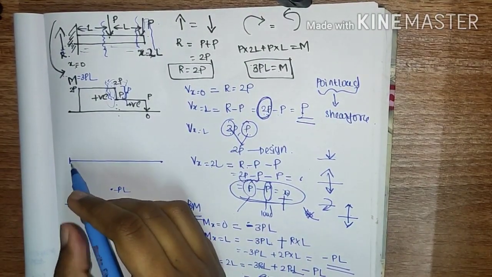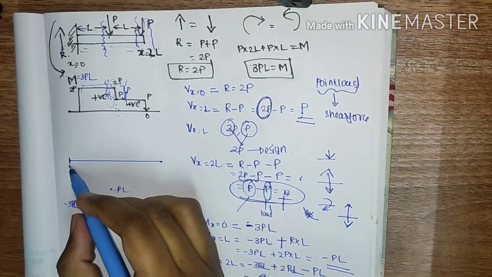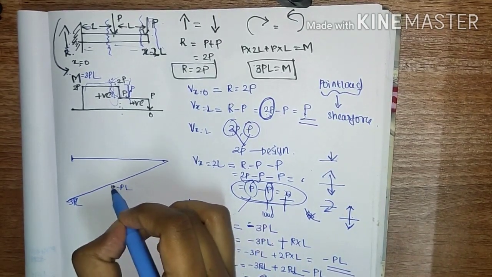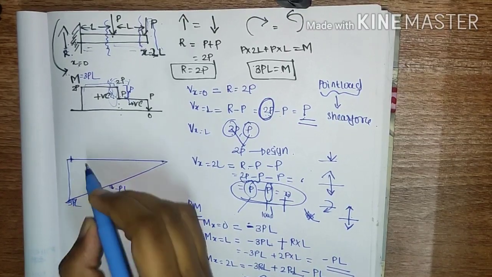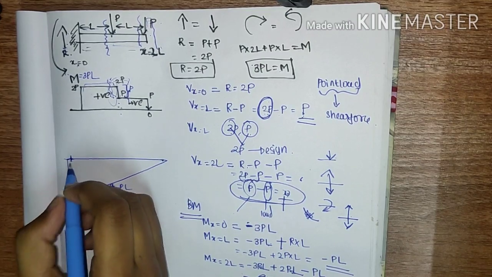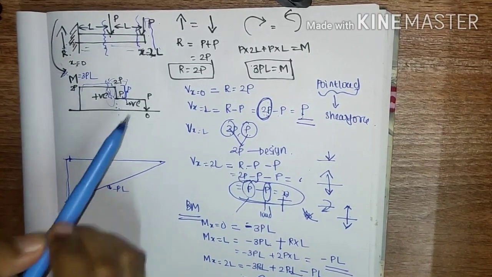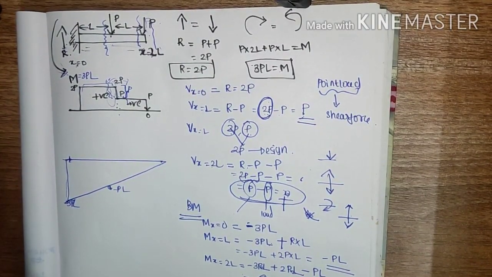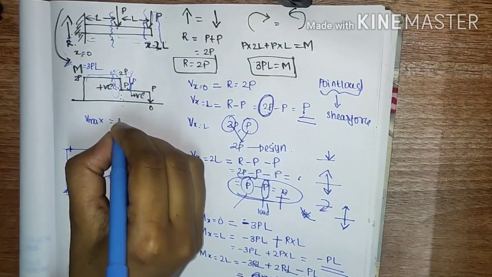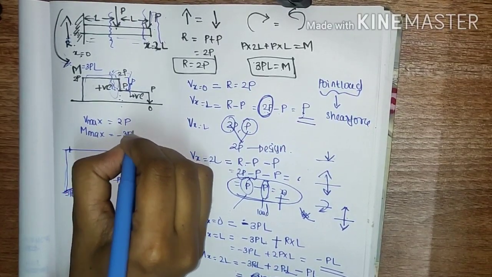To know the variation: here the shear force is constant, so the bending moment will have linear variation. I have drawn this linear variation. Here there is a vertical step. The reason for this vertical step is that there is a concentrated couple here. Here V maximum is 2P and M maximum is minus 3PL.